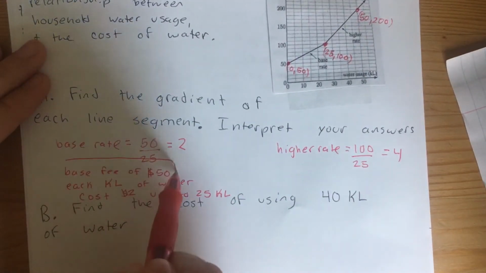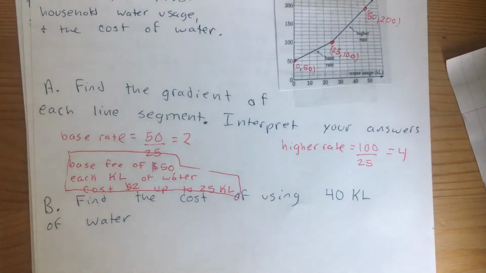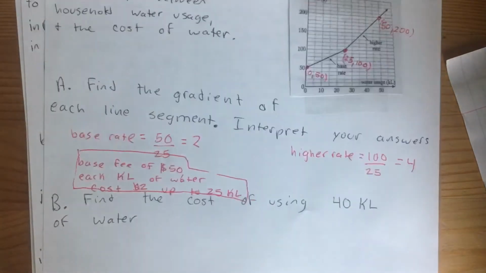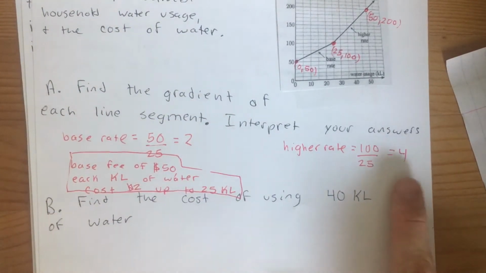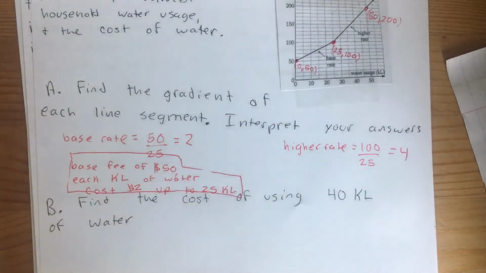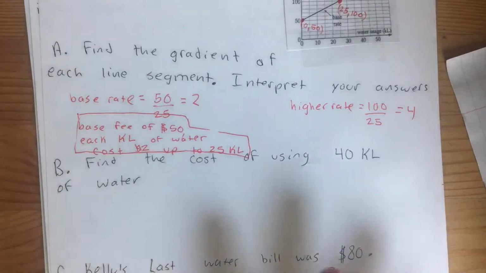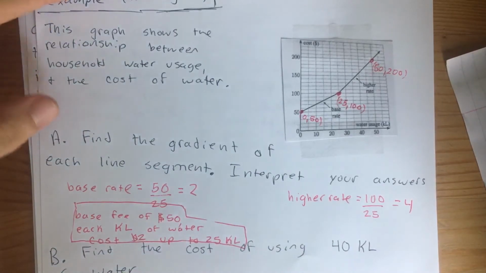So you can go ahead and interpret the other one after that. And all that that's going to be is us saying, okay, well, the higher rate, so once you get past 25 kiloliters, it's going to cost $4 per kiloliter. So now, the next thing it wants us to do, we want to find the cost of using 40 kiloliters of water. So again, that is one that we can easily look at here.